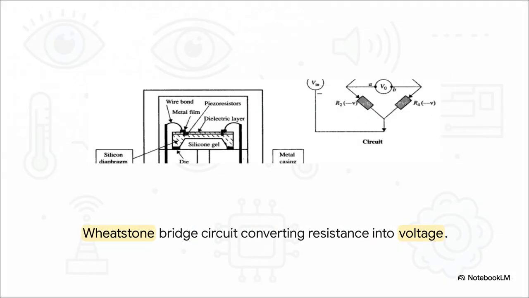To translate that resistance change into something a computer can actually read, those piezoresistors are wired into a classic Wheatstone bridge circuit. As the pressure stretches some of the resistors and compresses the others, the bridge becomes unbalanced and it outputs a precise voltage that is directly proportional to the physical pressure applied to that microscopic diaphragm. It is just a stunning piece of engineering, perfectly bridging the physical and the digital.